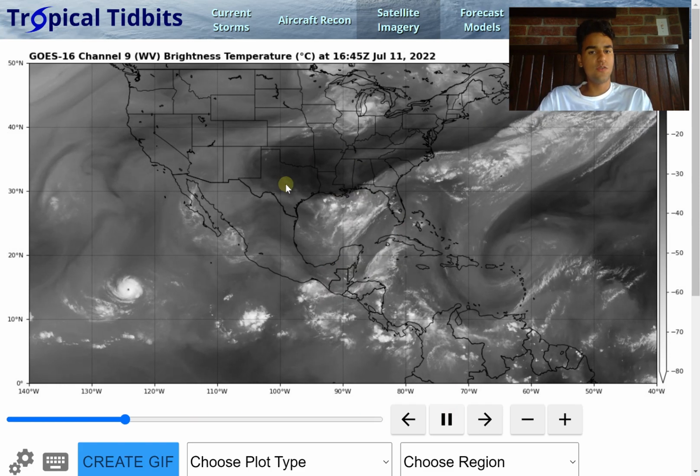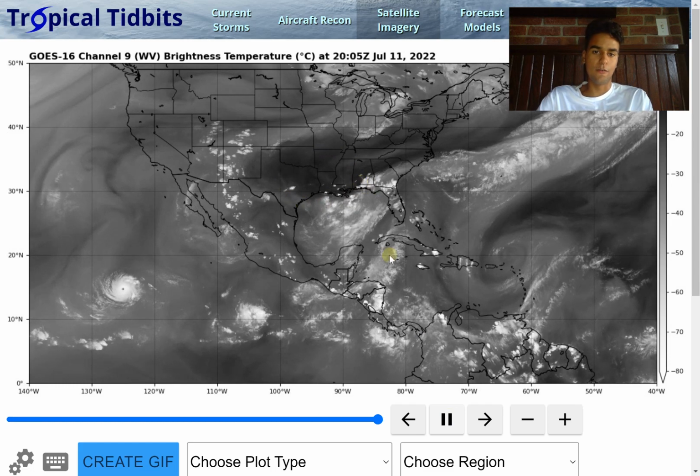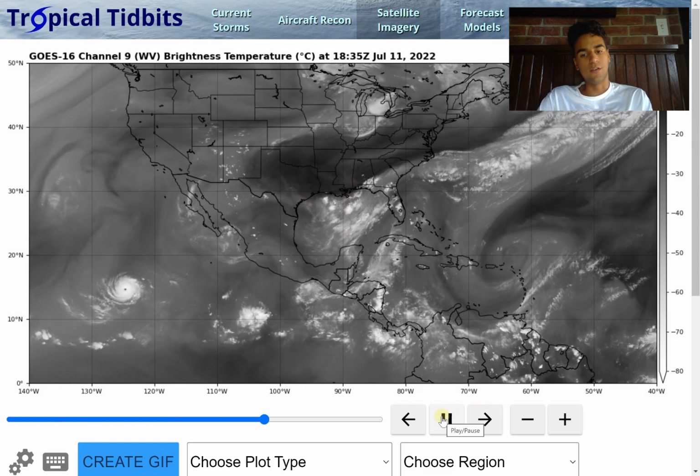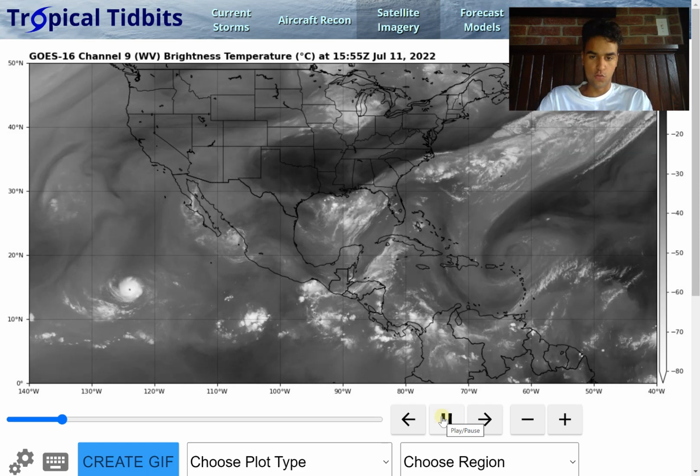And we also do have a decent amount of dry air to the north of it, which is also inhibiting the amount of convection that would allow for a tropical storm to develop.